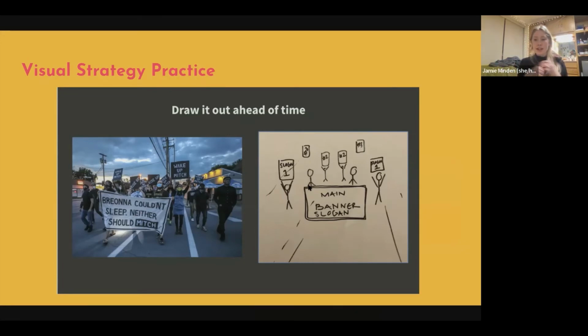But yeah, just take a few minutes to write a little bit of visual strategy. And if you have any questions, feel free to unmute, ask away. If you want to show me what you're working on, feel free.